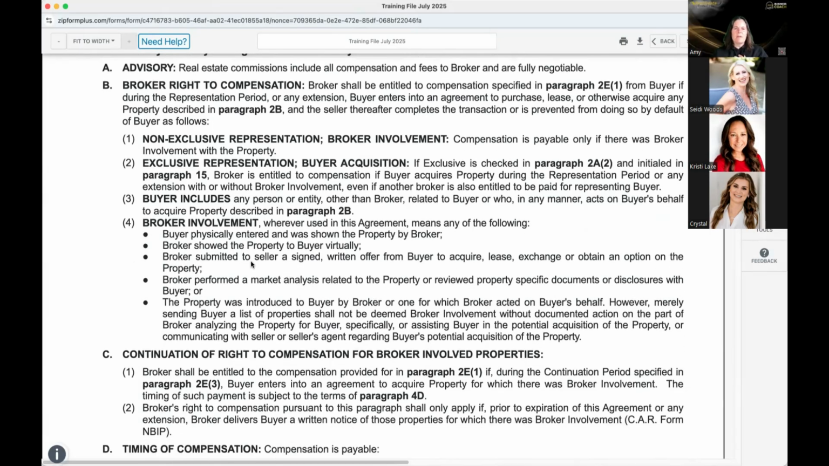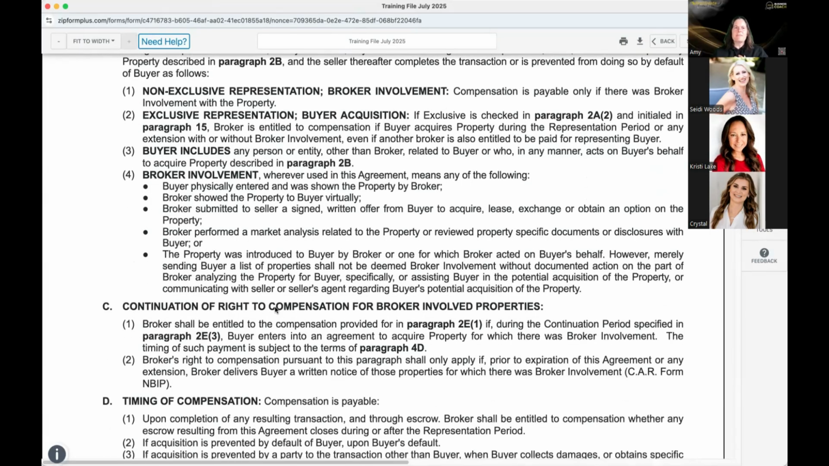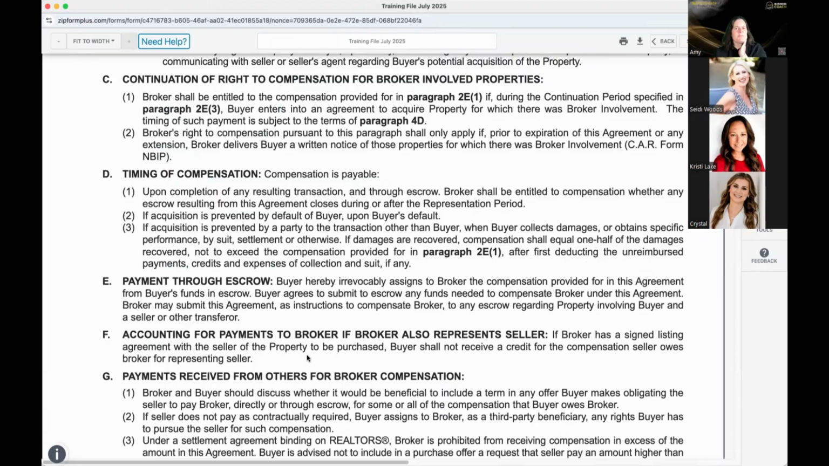The continuation right, timing of compensation. Okay, that's usually paid at the close. Payment through escrow, accounting for payments to broker if broker also represents the seller.